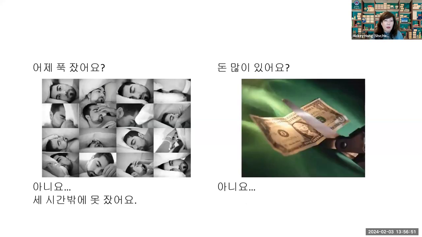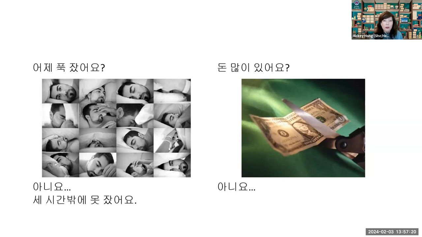어제 푹 잤어요? Did you sleep well last night, yesterday? 아니요, 3시간밖에 못 잤어요. No, I slept for only 3 hours. Except for the 3 hours, I couldn't sleep. Again, you say 못 잤어요, like you wanted to sleep, but you couldn't. If you say 안 잤어요, it means you voluntarily decide to stay up.